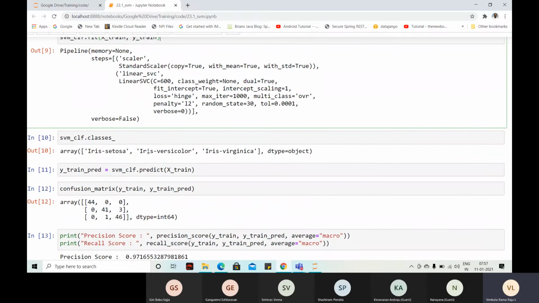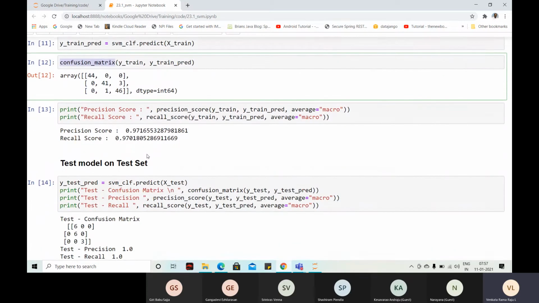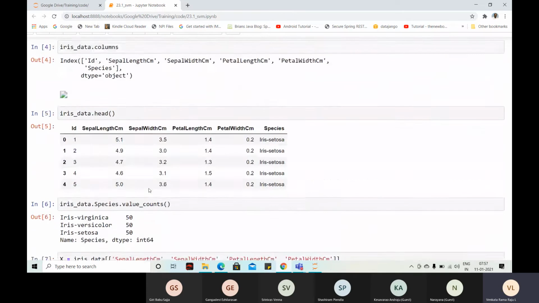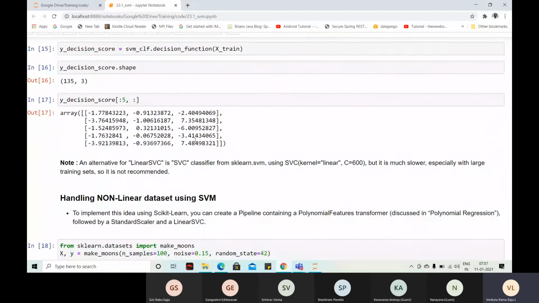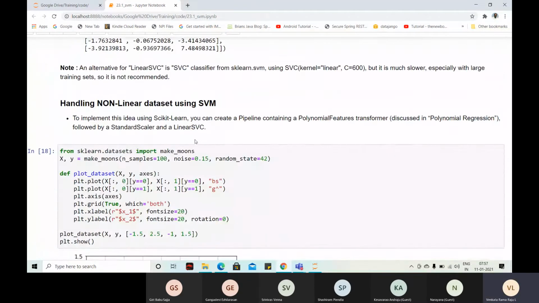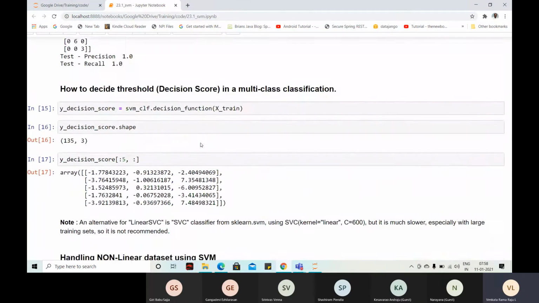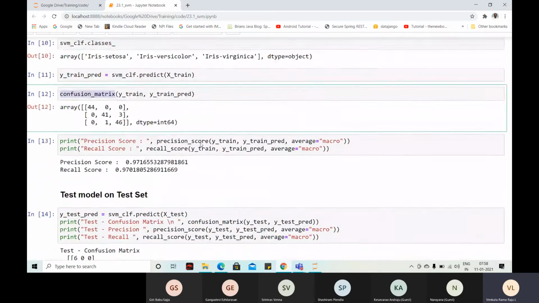So we built a model and then looked at the confusion matrix, precision and recall scores on the test set. It is working well because the data set is very simple and straightforward. And SVM cannot work with huge volumes of data. That point we should remember. The other problem with SVM, right? If you have a non-linear decision boundary, I think one image is missing here.